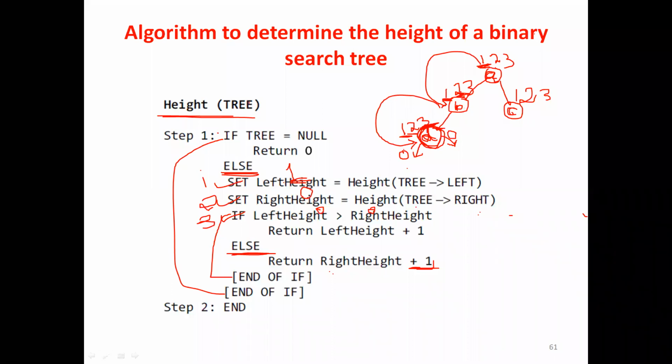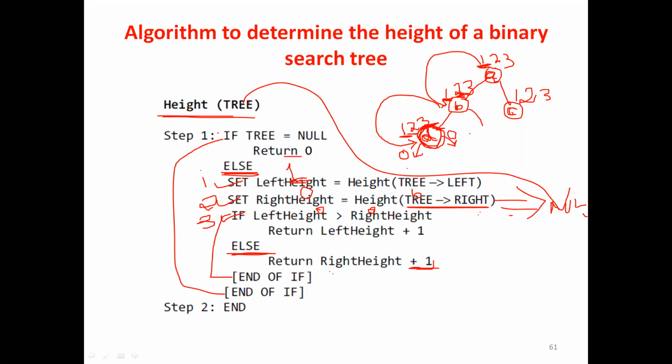Now, what is the tree height? Can anyone tell? What is tree right now? Tree is B. Very good. B right is null, because there is no right child. When I call this function, null is passed over here. It returns 0. Now step 2 is executed. It goes to step 3.